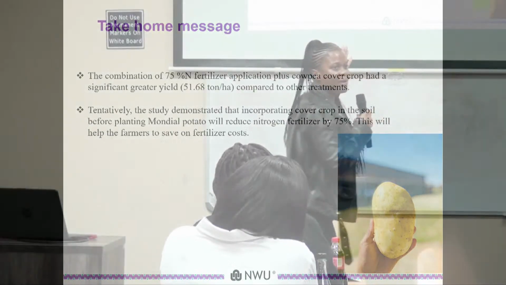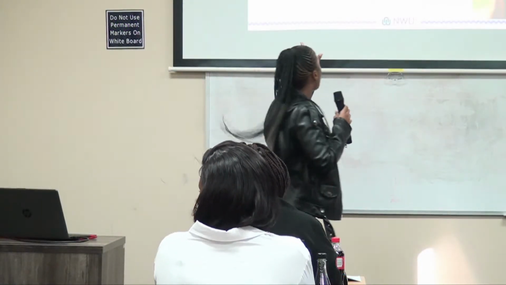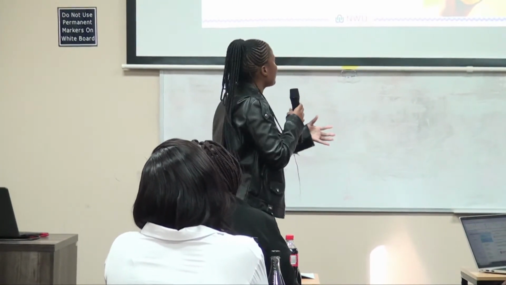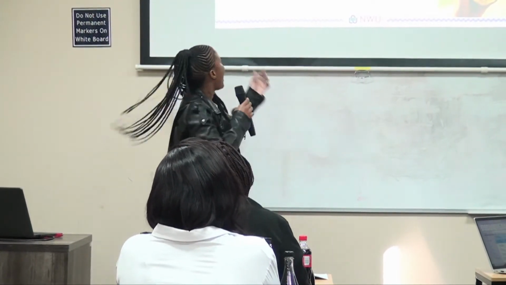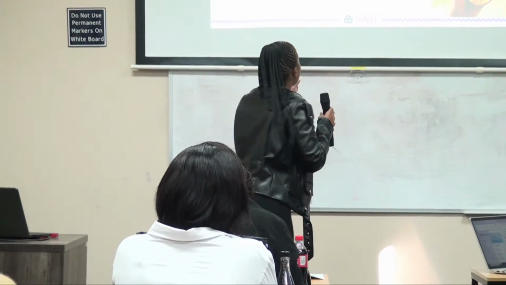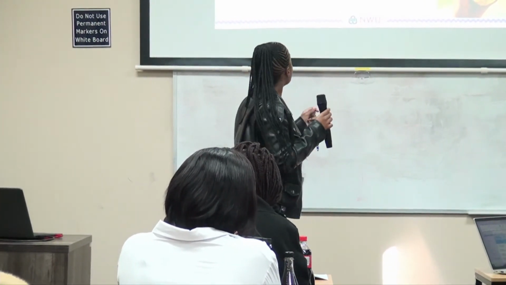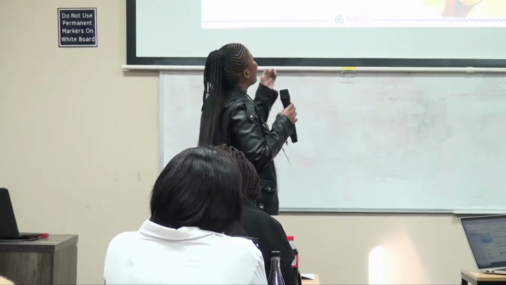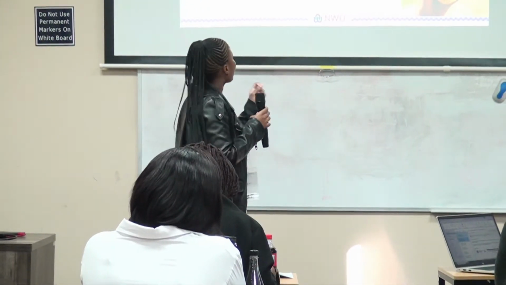So we then found that the combination of 75% fertilizer application, including cowpea cover cropping, had a significantly greater yield of 51.68 tons per hectare compared to other treatments. And then we also find tentatively, bear in mind, the study demonstrated that incorporating cover crop into the soil before planting Mandela will reduce fertilizer application by 75%. This will help farmers to save fertilizer costs. Thank you.